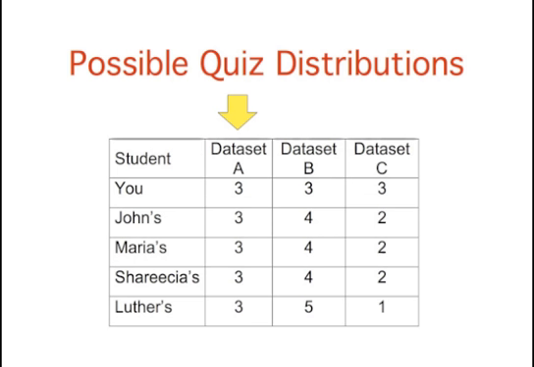In dataset A, everyone's score is 3. This puts your score at the exact center of the distribution. You can draw satisfaction from the fact that you did as well as everyone else. But of course, it cuts both ways. Everyone else did just as well as you.